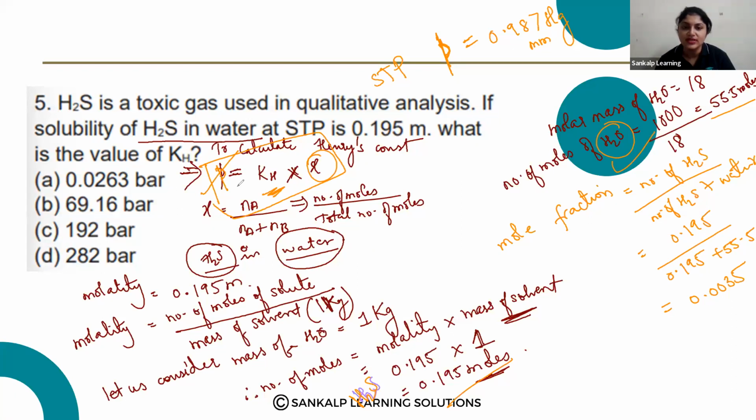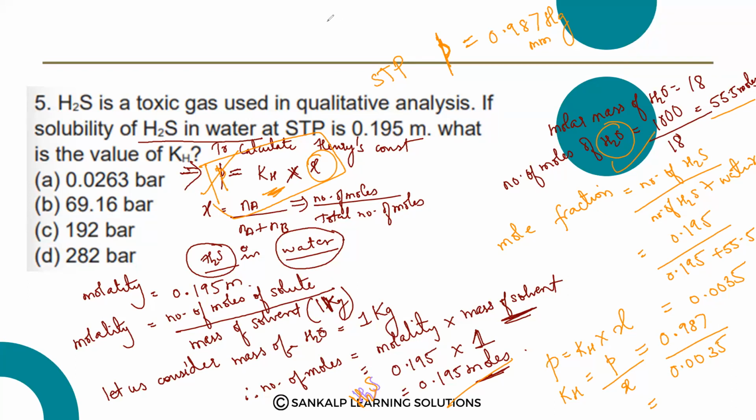So just substitute: P is equal to KH into mole fraction. So KH is equal to P divided by mole fraction. Standard pressure is given as 0.987 divided by the mole fraction 0.0035. Substitute and see what you're getting. 282 bar. Option D. Yes.